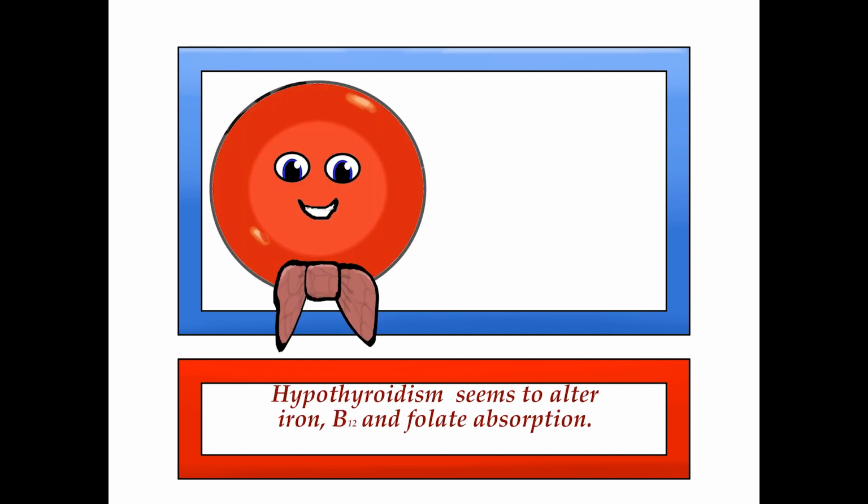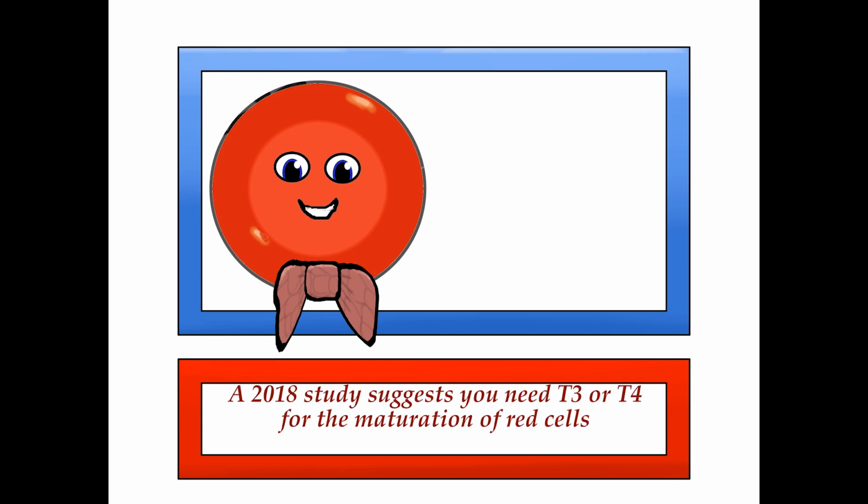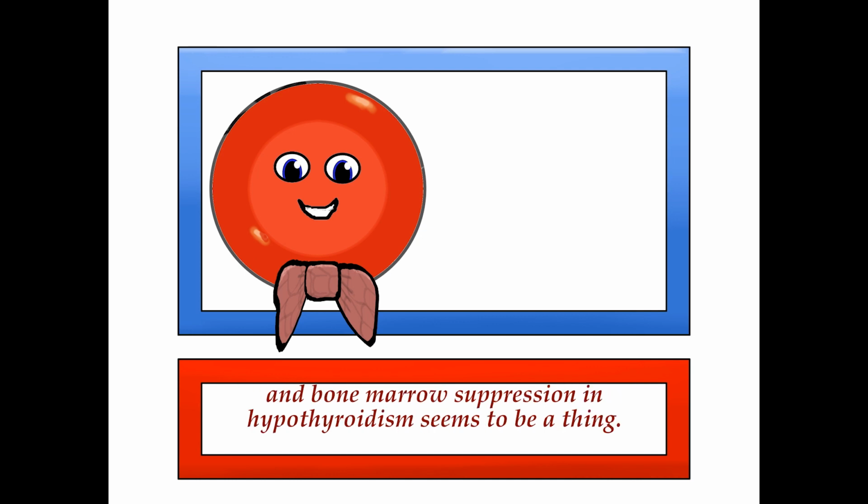In the underactive thyroid, there seems to be an effect on the absorption of iron, B12, folate, and other stuff required for red cell production. But there was also a study in 2018 suggesting that either T3 or T4 is required for the maturation process of red cells in the bone marrow. You need a thyroid hormone for this to be completed. And certainly there is evidence of bone marrow suppression in underactive thyroid disease.